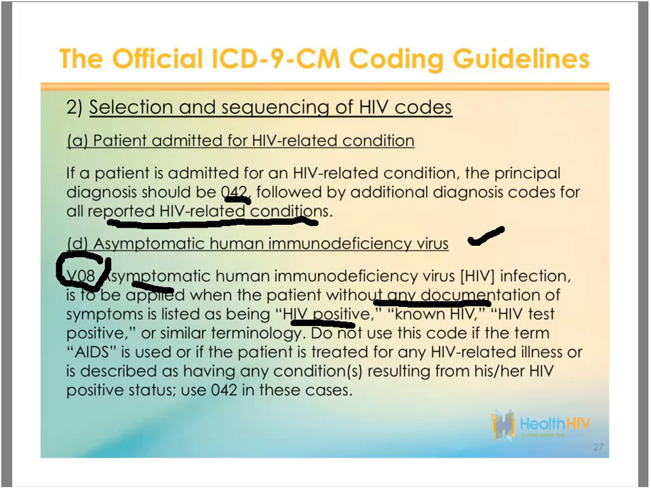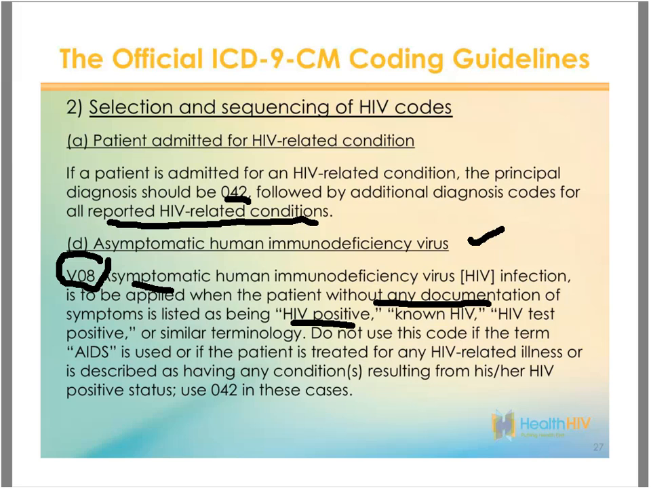Let's make sure there are no other questions. I think there's another question here. I work in an outpatient clinic. All of the patients seen are seen for HIV as primary. Should our providers use the 042 as a primary code and any other diagnoses as additional?